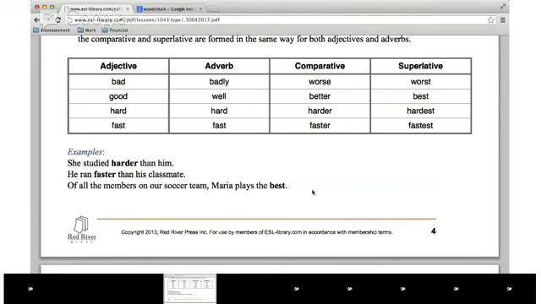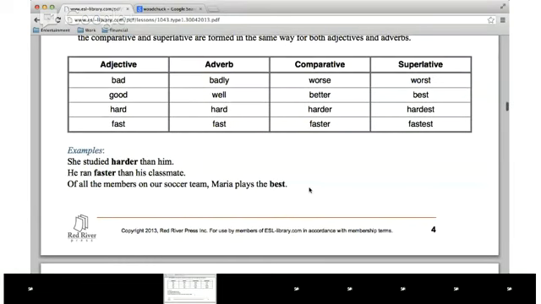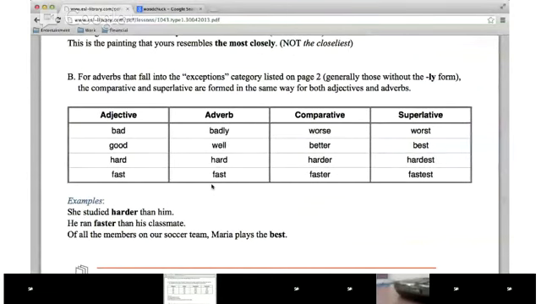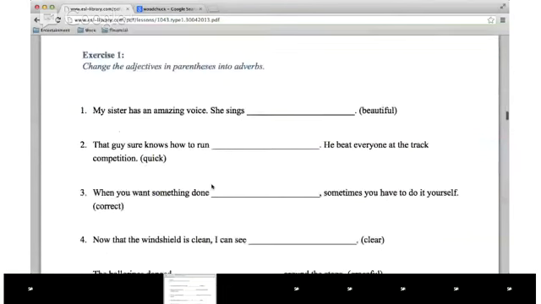All right, class, any questions at this point before we get to our exercises? Okay, let's go ahead and get started. Let's go to Ahmed. Let me have you read number 1. We are changing the adjectives in parentheses into adverbs. So we're changing these to adverbs, okay? Go ahead and read number 1, please.